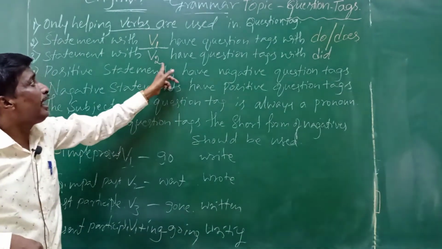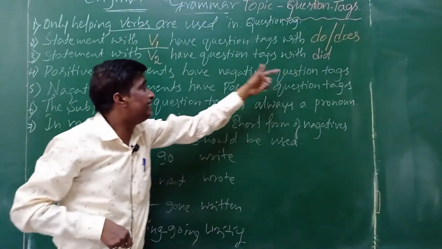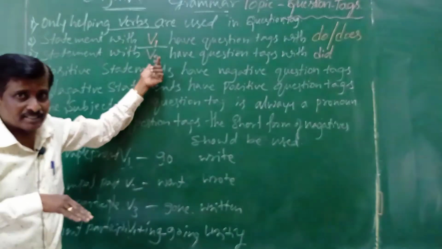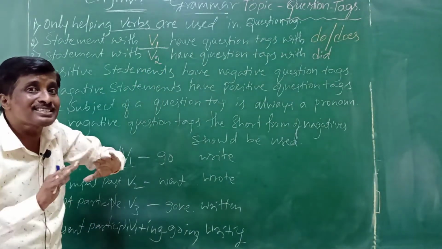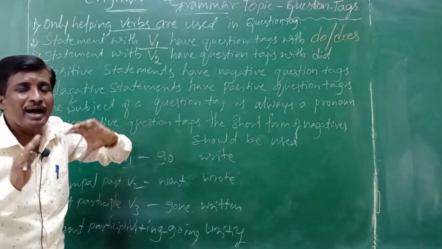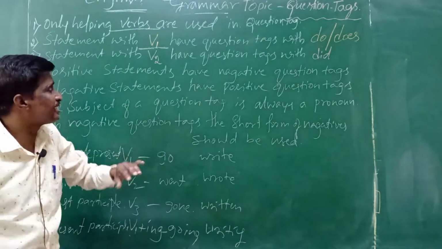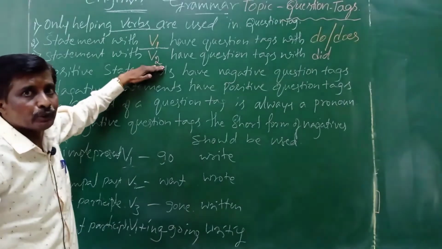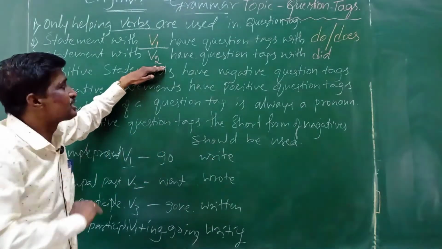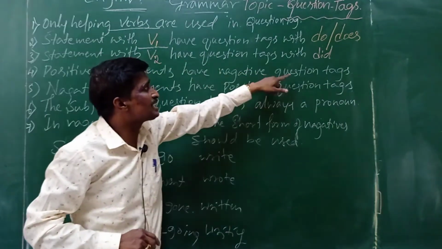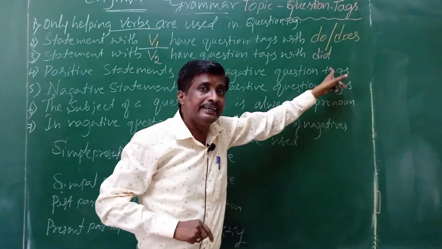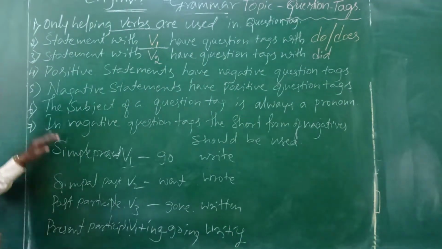Statements with V2 have question tags with did. V2 means simple past. V2 means past tense statements. Statements with V2 have question tags with did, okay? See there.